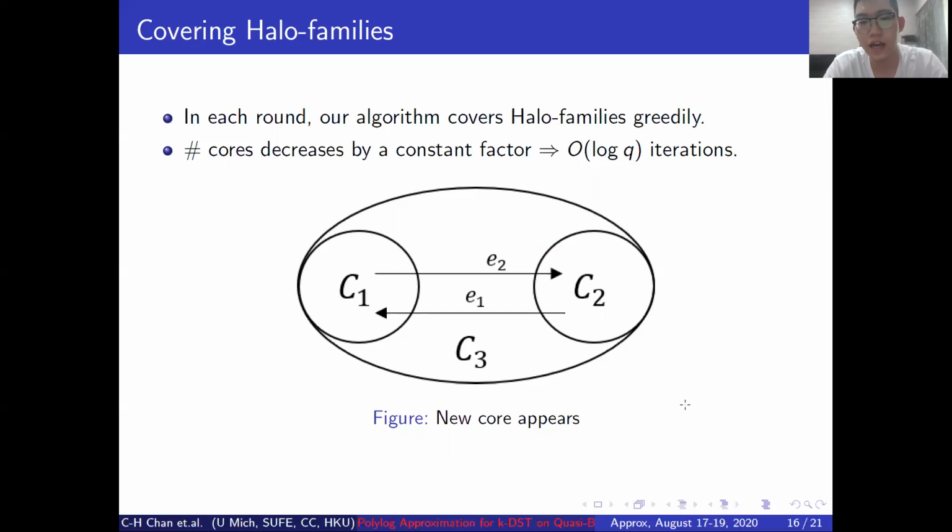For this figure, if we use the HE1 to cover some core C1, and we use the HE2 to cover some core C2, at this time, there will be a new core C3 appear. However, we have covered these two old cores already, so the number of cores will be decreased by a constant factor. Which also implies we can cover all of the hollow families within big O log Q iterations, right? So this is the factor of the big O log Q.